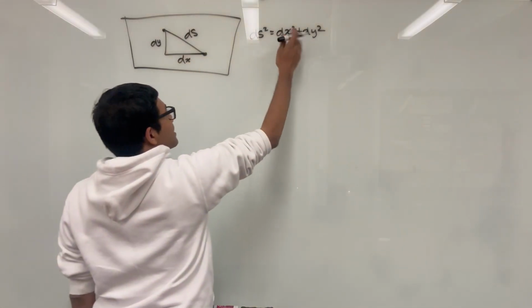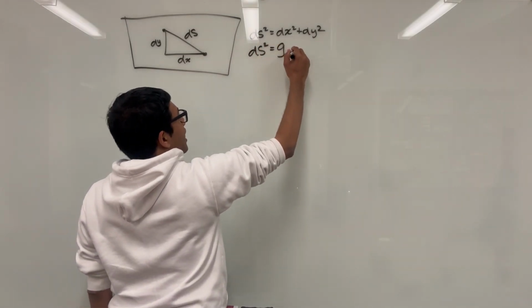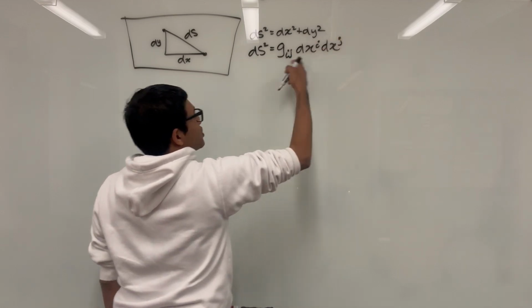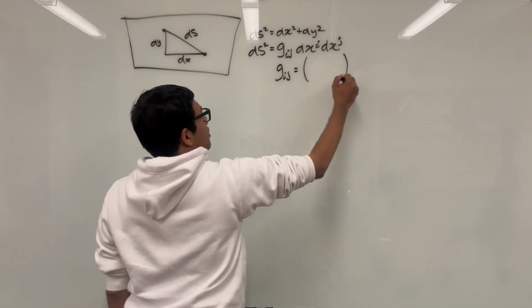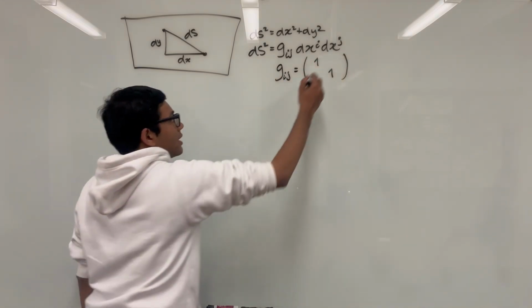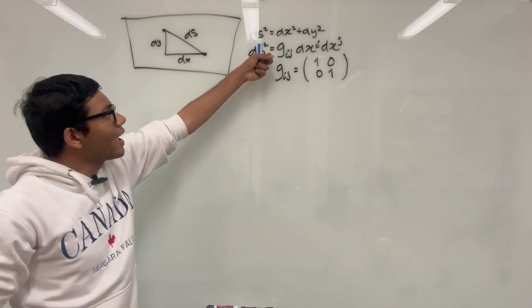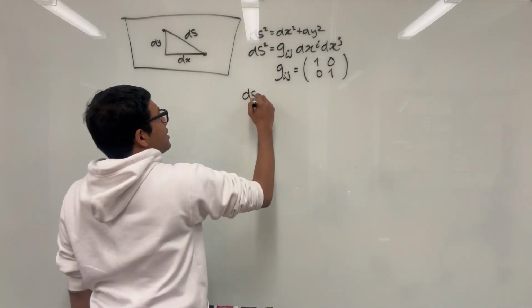I can generalize this equation by saying that ds squared is g_ij dx^i dx^j, where g_ij is some metric given by 1, 1 and 0, 0. It's just the identity. So why are these two equations the same thing, you might ask? Well, I can show you that directly here.